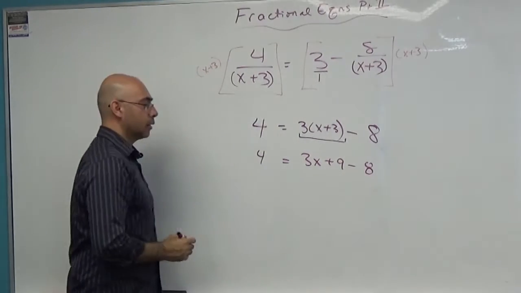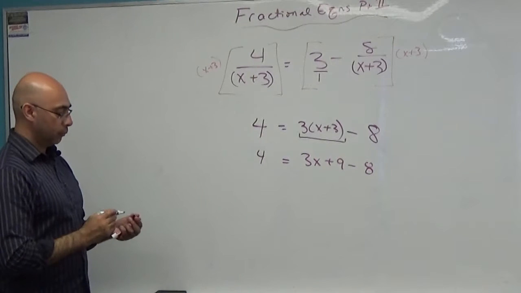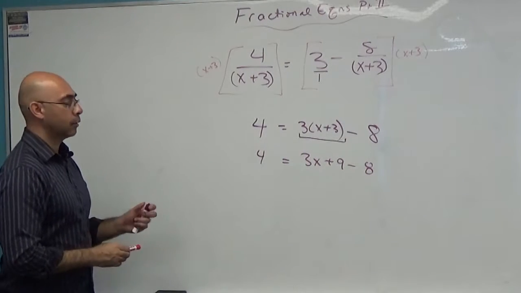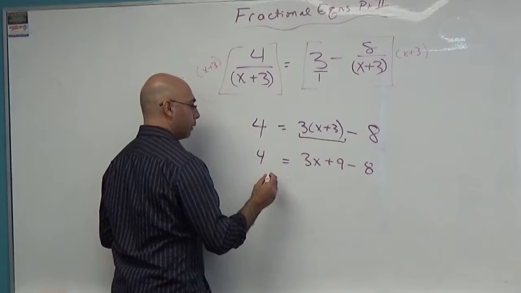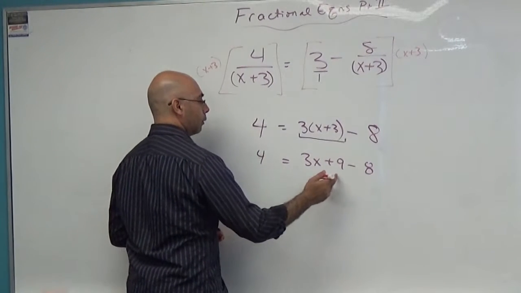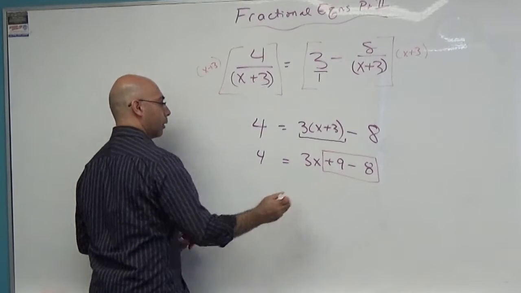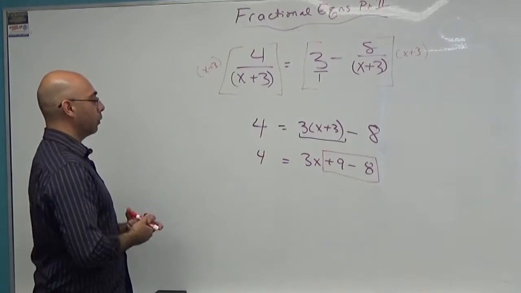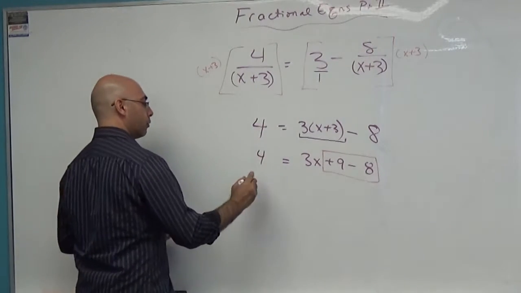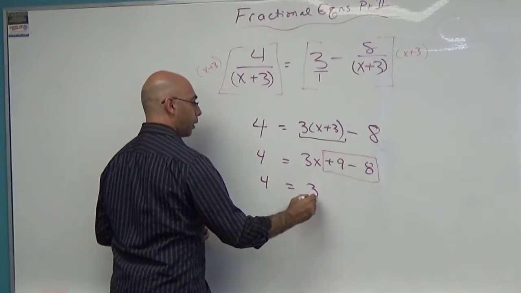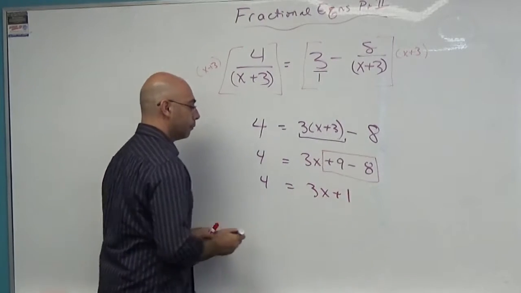What should I do next? Yes? Combine. What should I combine? The positive 9 and negative 8. Those are like terms because they don't have letters on them. They're just plain old numbers. So that becomes 4 equals 3x plus 1.